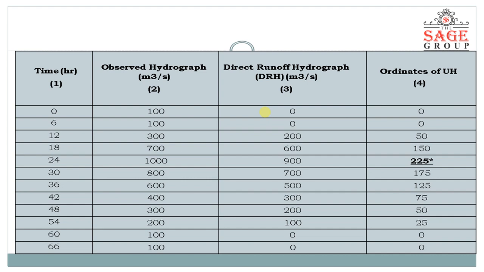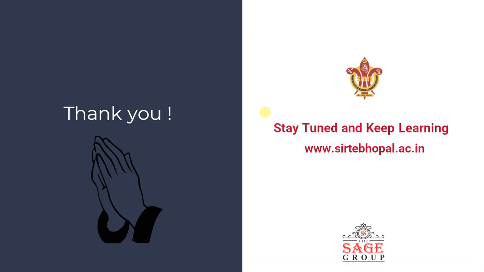The peak value of the direct runoff hydrograph was 900, and correspondingly the ordinate value 225 is the highest. In this way we derive a unit hydrograph from a given direct runoff hydrograph. I hope you understand all this. Stay tuned and keep learning.